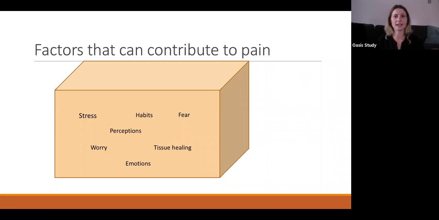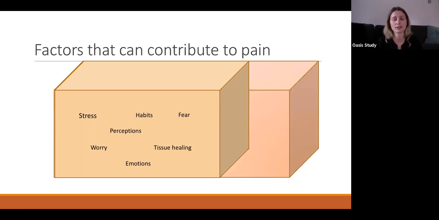So I'm just going to take another example to try to illustrate that. Factors that can contribute to your pain. Like I mentioned, stressors, emotions, perceptions, and habits. So our goal will be to either try to self-manage these and make the box a little bit bigger so it has more room for all of these, or the goal would be to take some of these factors away. So take away stress, take away emotions, and then your pain might be a little bit less.